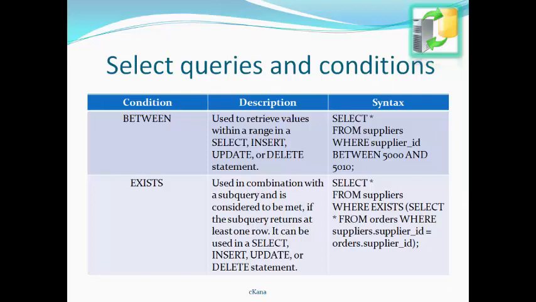Then we come to the exists condition. This is used in combination with a subquery and is considered to be met if the subquery returns at least one row. Again, it can be used in the select, insert, update, or delete statement. For example, select * from suppliers where exists, bracket, we have the subquery: select * from orders where suppliers.supplier_id equals orders.supplier_id. So this example will return all the records from the suppliers table where there is at least one record in the orders table with the matching supplier ID.